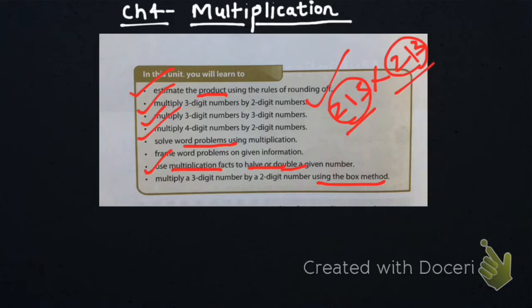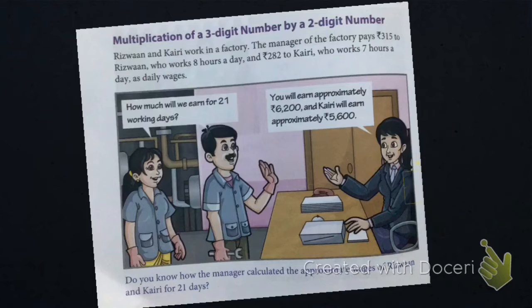Okay, so let's first see one example. Here you can see that the example is given for which topic? The example is given for multiplication of 3-digit number by a 2-digit number. In this example there are two persons, Rizwan and Kairi. Okay, she is Kairi and he is Rizwan. So they work in a factory.